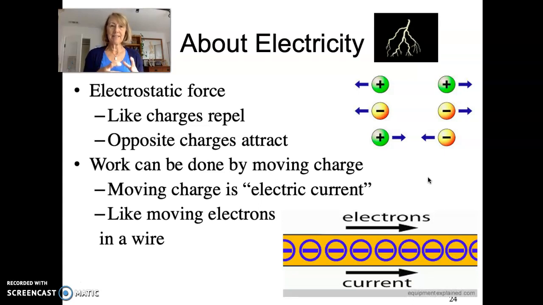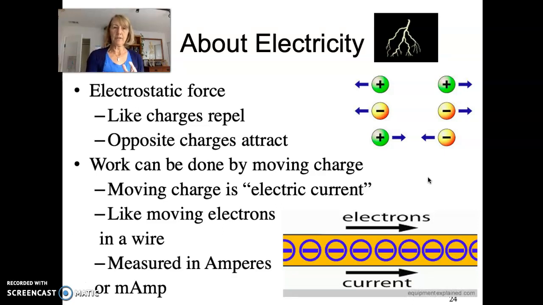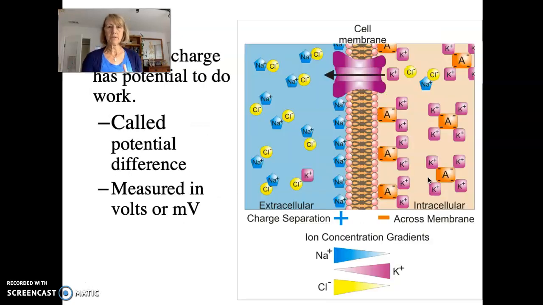So work, right? Achieving something in these cells, work, can be done by moving charge. So moving charge is current. It's an electric current. It's like moving electrons along a wire that comes to your lamp. So it's the same thing. So we're always talking about ions when we're talking about charge and current in neurons. And it's measured in amperes, but we're not going to look at that very much. It's milliamperes because they're so tiny in the body.